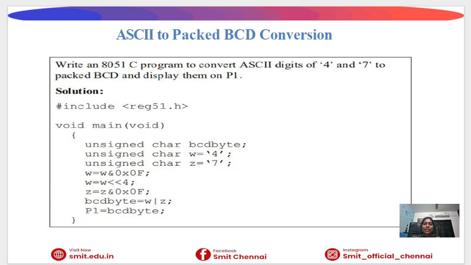Then ASCII to packed BCD conversion is the reverse operation. When data comes from the keyboard or serial terminal, it is usually in ASCII format, but for calculation we need BCD format, so we have to change it. In void main, the unsigned characters are the BCD byte, W equal to 4 and Z equal to 7. We combine the values, and port P1 displays the BCD byte.